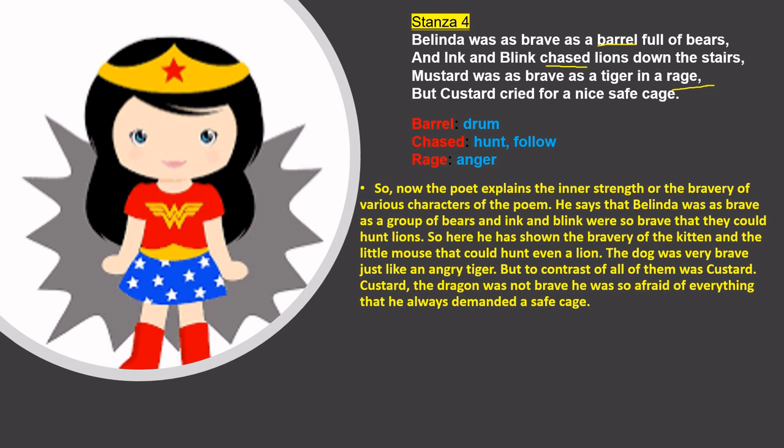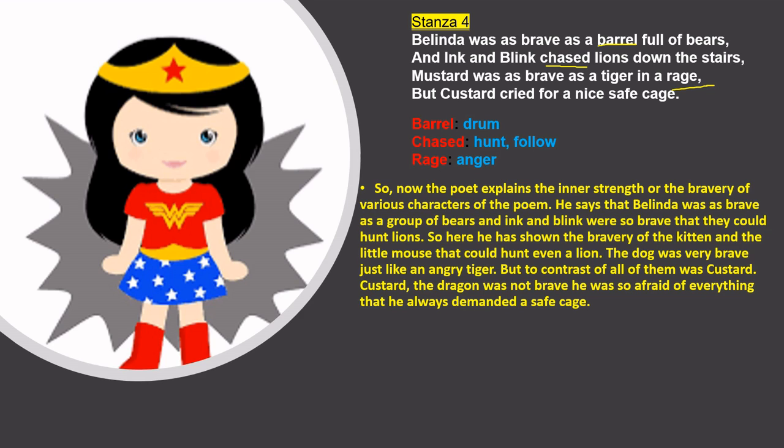So in this stanza, the poet explains the inner strength or the bravery of various characters of the poem. Now who are the characters here? Ink, Blink, Custard and Mustard. So he is trying to explain the strength or the bravery of various characters. He says that Belinda was as brave as a group of bears, and Ink and Blink were so brave that they could hunt lions. So Belinda was also very brave.